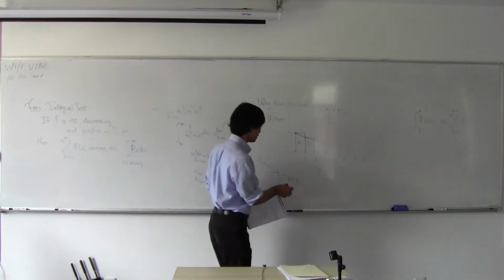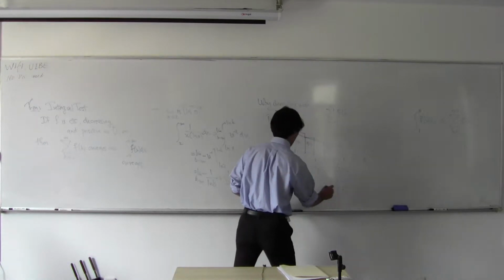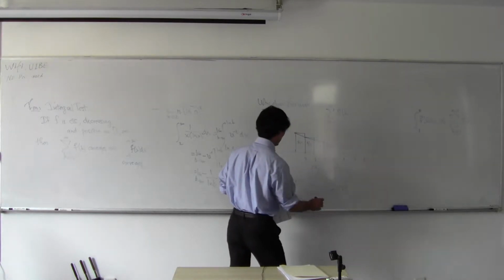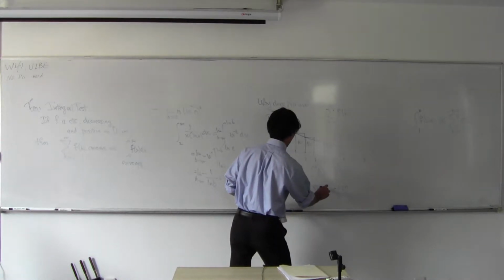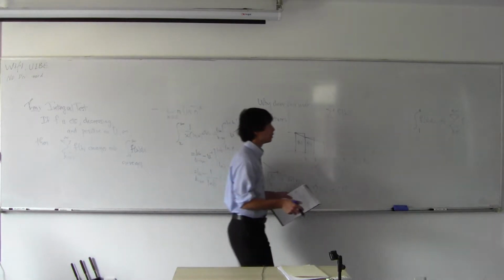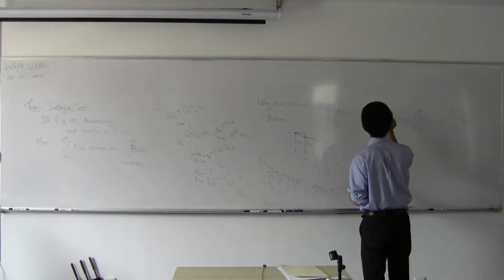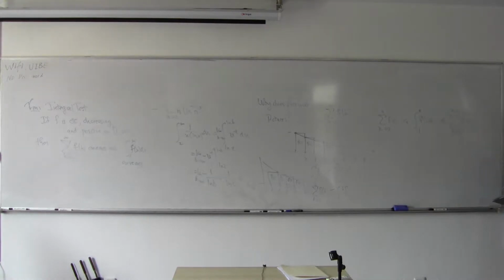So in this case, what you say is that the integral from 1 to 5 of f is bigger than or equal to the sum of f of k from k equals 2 to 5. So on the other side, what I get is the sum from k equals 2 to n of f of k.